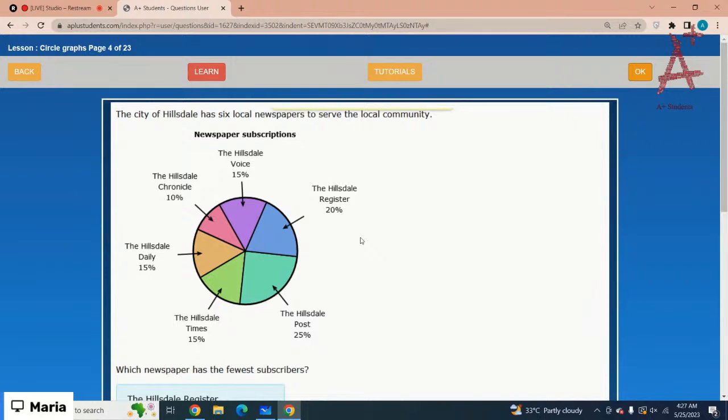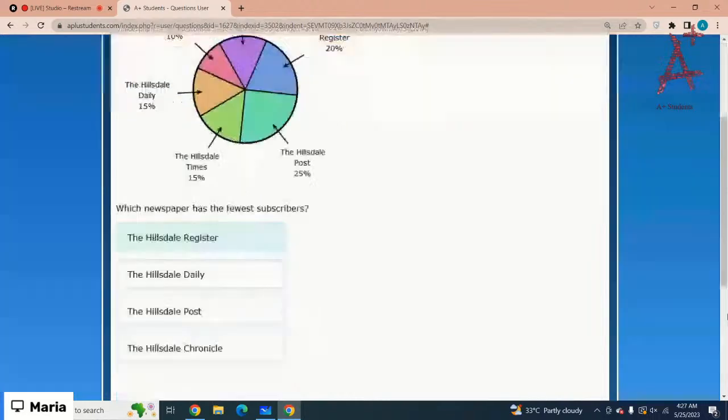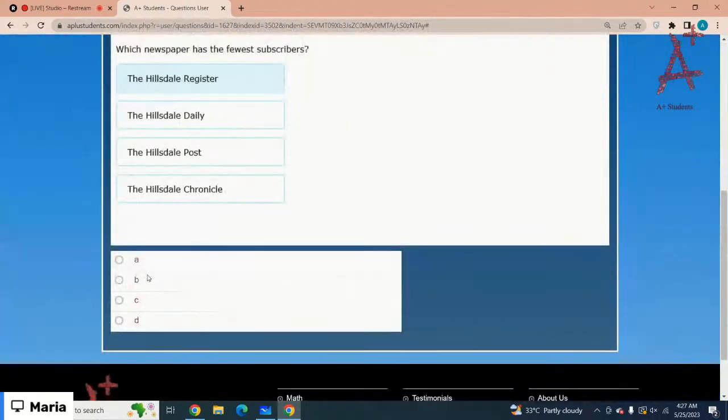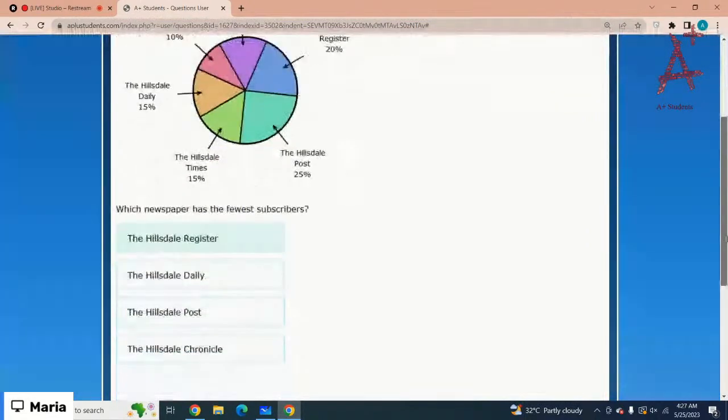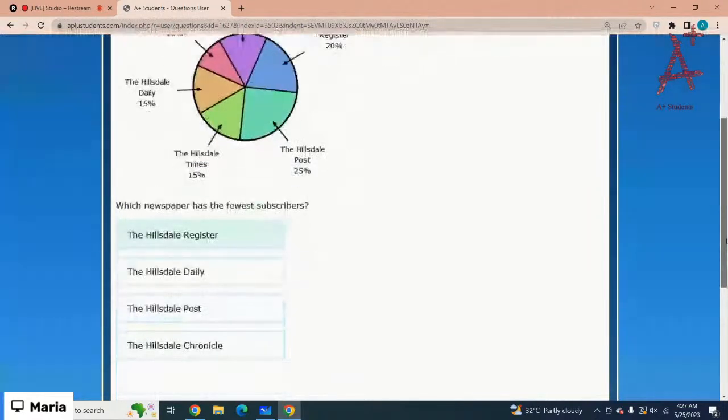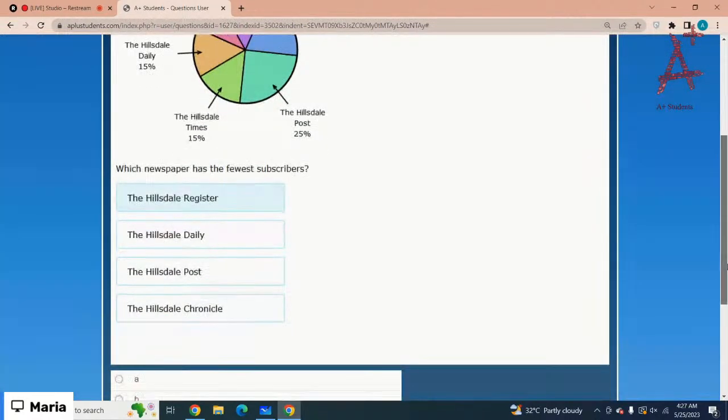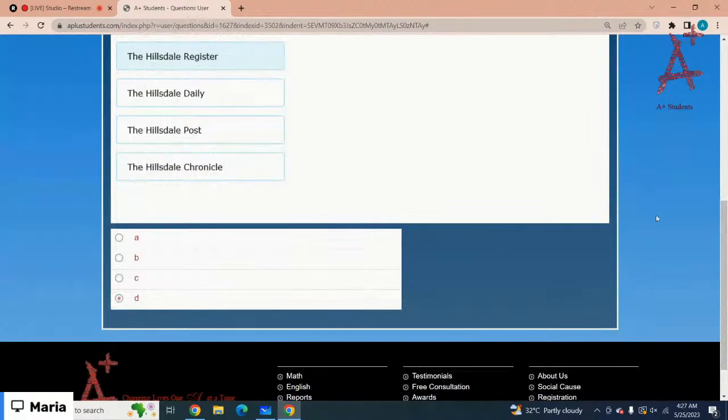Which newspaper has the fewest subscribers? You can see Hilldale has the smallest part, that would be 10%. So the correct option is Hilldale. Option D is the correct option.